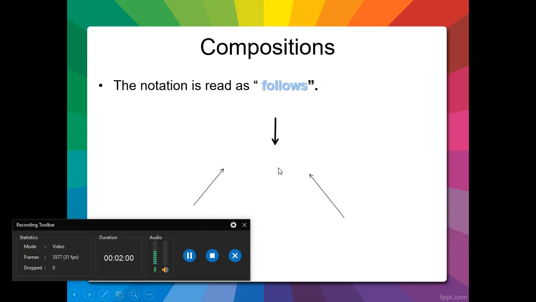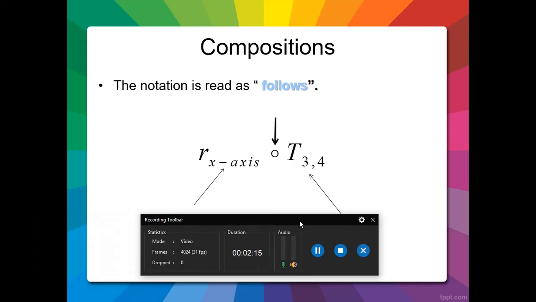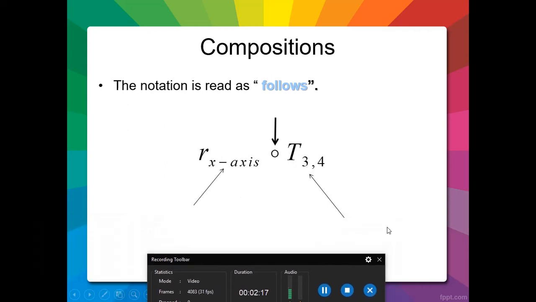Compositions use a different form of notation. So this open circle is read as the word follows. So we would say reflect in the x-axis following a translation of 3, 4. The way we read it means we're actually going to solve it backwards. So the reflection follows. I need to perform the translation first, and then once I obtain the prime image, then I need to reflect in the x-axis.